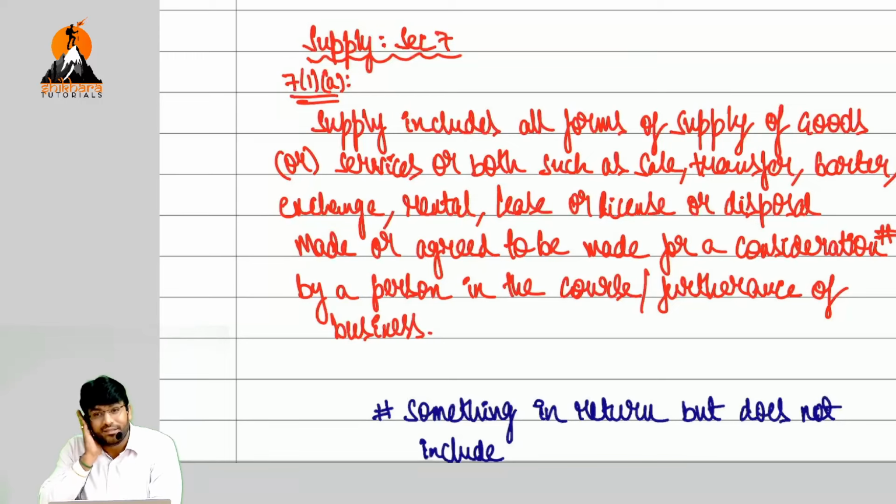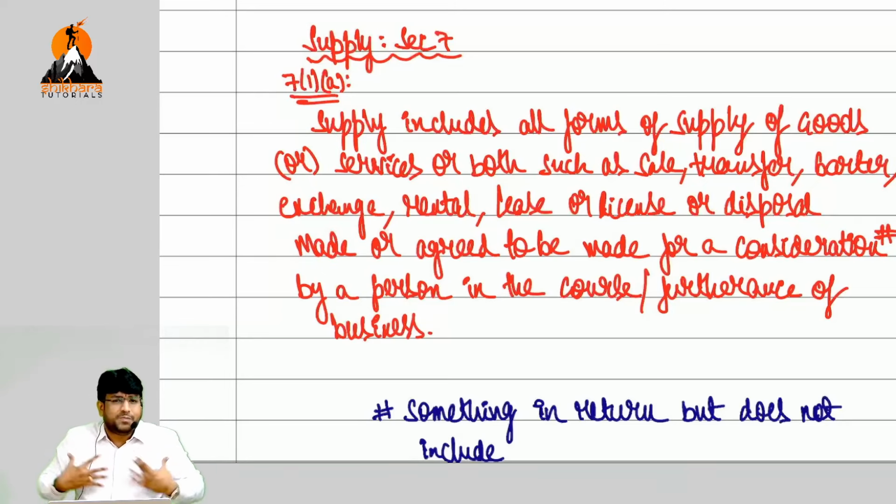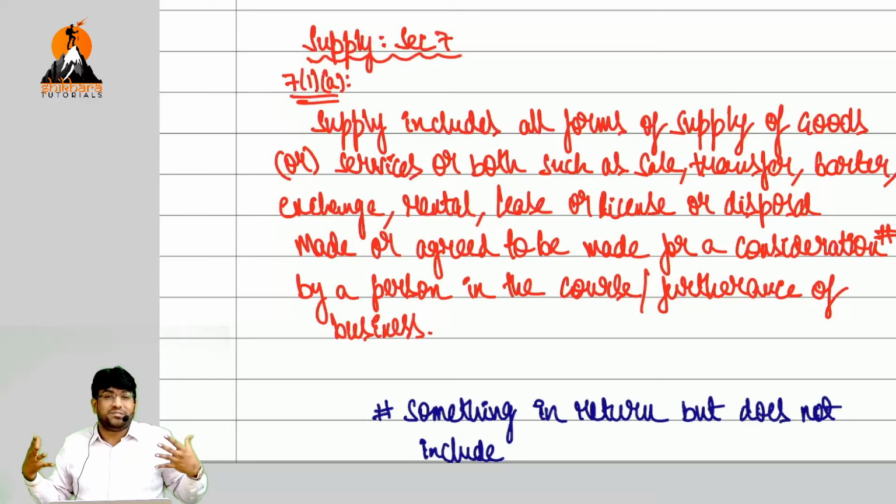Business basically means your activity of trade, commerce, manufacture, and it also covers profession. If business did not include profession, then people like you and me would say we are not business people, we are professionals, and we would not pay GST.